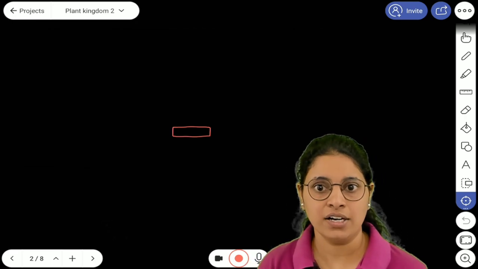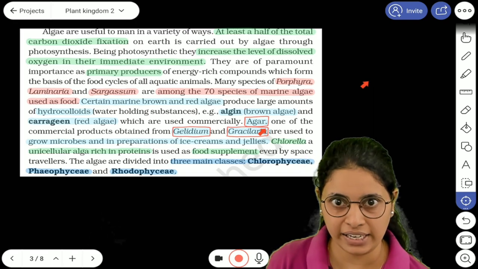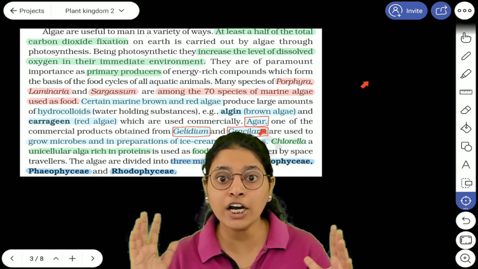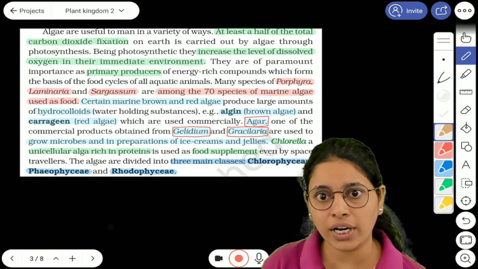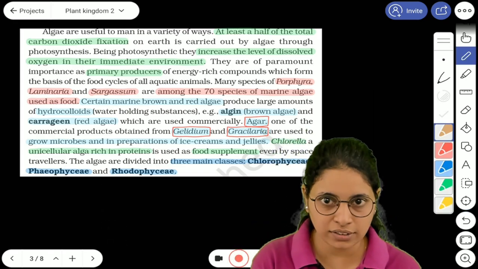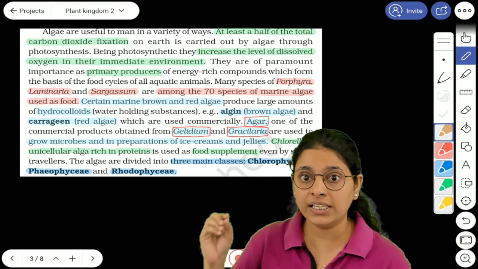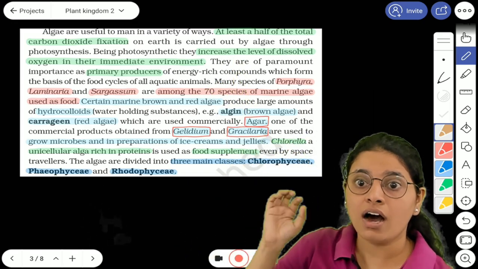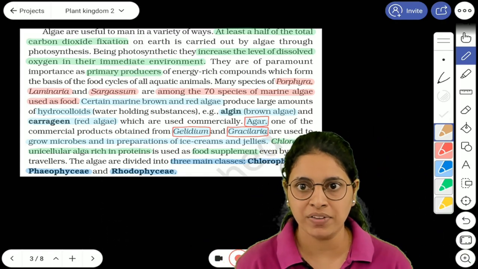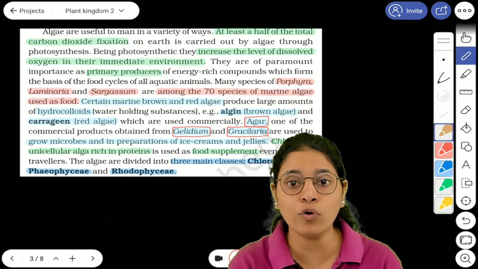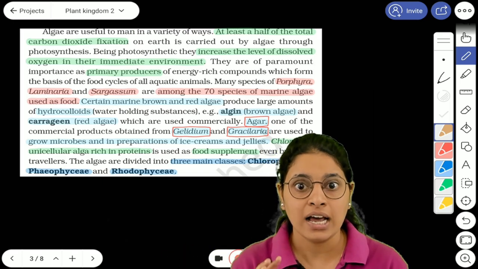Next, we will discuss the importance of algae, right? How algae are ecologically and economically very important. As algae are photosynthetic, they are present mainly in aquatic habitats. Also, a very important point: at least half of the total CO2 fixation on earth is carried out by algae. Almost 50% of photosynthesis is carried out by algae.